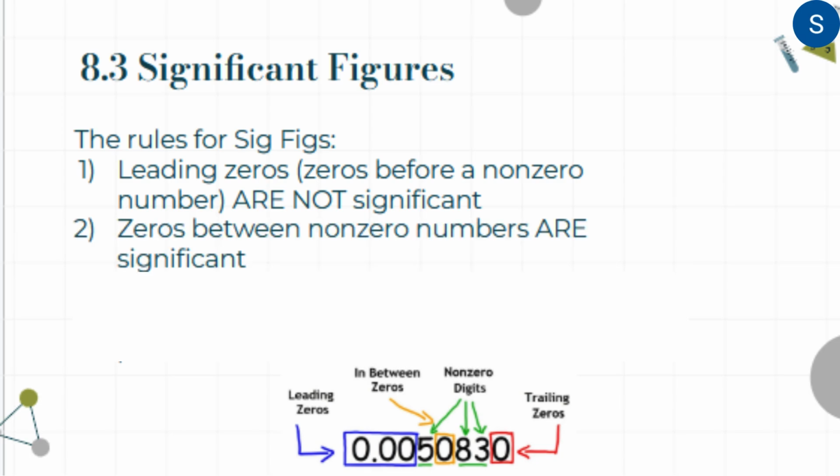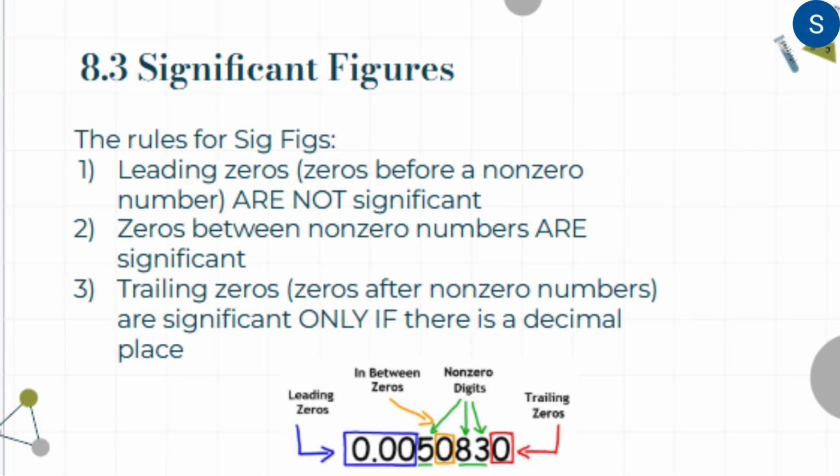The second rule is zeros between non-zero numbers are always significant. As shown below, the 0 in between 5 and 8 is significant because it is between two non-zero numbers.